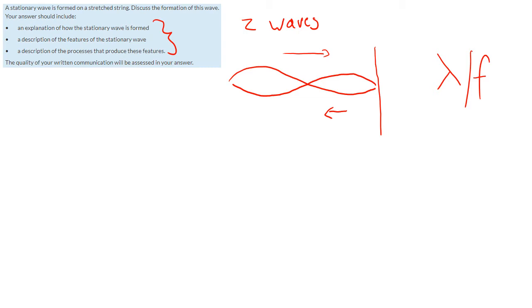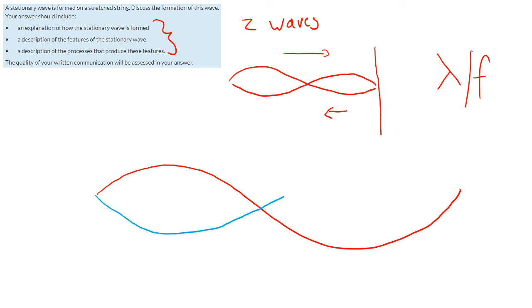So the second thing is features of a stationary wave. Well, what we can do is we can just draw this again a little bit bigger. So we have one wave traveling one way, which is going to be our red line, and then obviously in the opposite way. Now, at these positions here, here, and here, we have our nodes. And you want to say that these are positions with minimum displacement. So minimum to no displacement, no disturbance, something along those lines there.